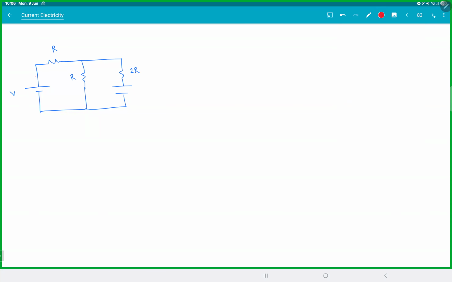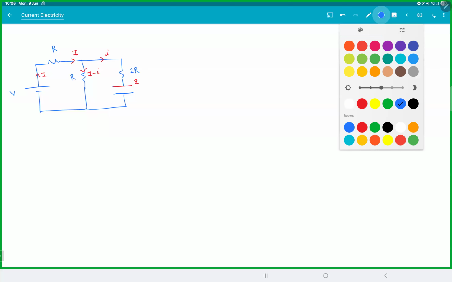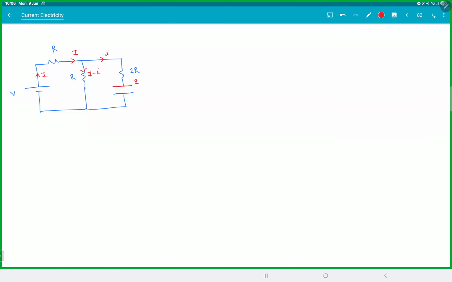So let the battery give current capital I. Let this be small i, and let this be I minus i. So current will split like this, and this is charge Q. So the question is, what is dq by dt? Is it capital I? What is small q? Small q is the charge on the capacitor. So if you differentiate this, that should give you the current in the capacitor. Got it. So small i is dq by dt, not capital I.